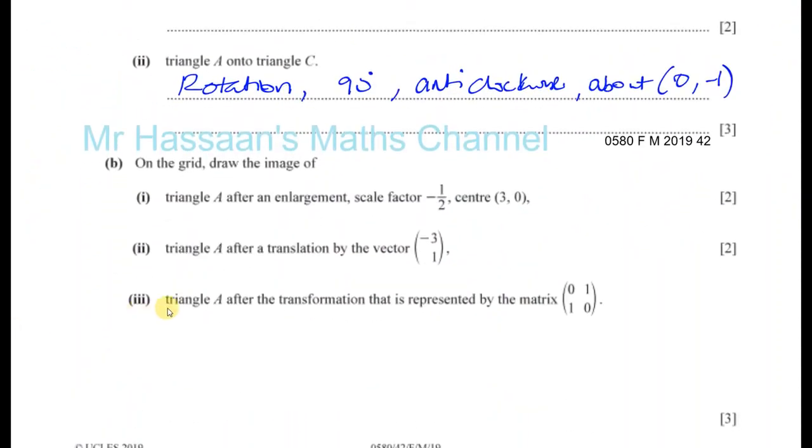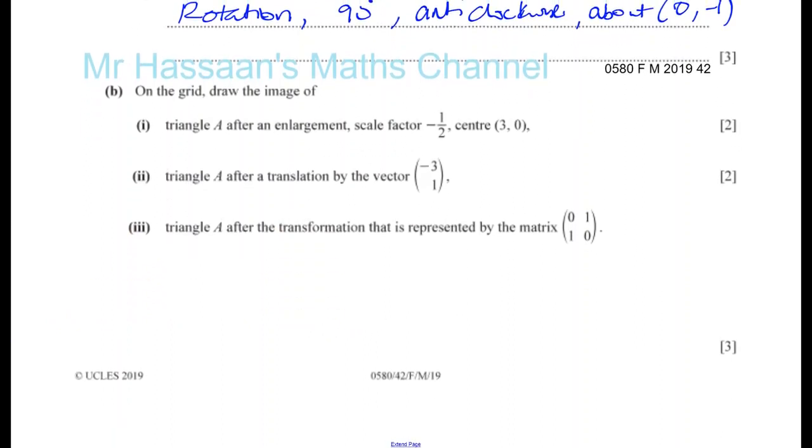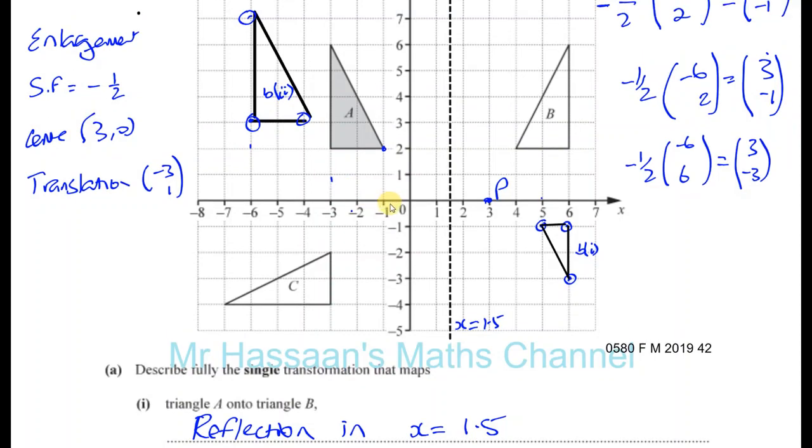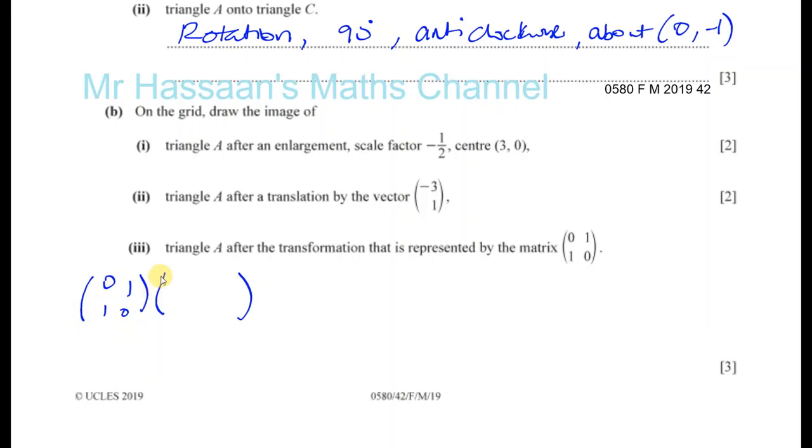And then it says triangle A after the transformation that is represented by the matrix 0, 1, 1, 0. Now there's a number of ways you can do this. One of the ways is to multiply the vertices of your object by this matrix. Let's take the coordinates of object A. So you have minus 1, 2. You write the x coordinate on top, so minus 1, 2, that's that corner.